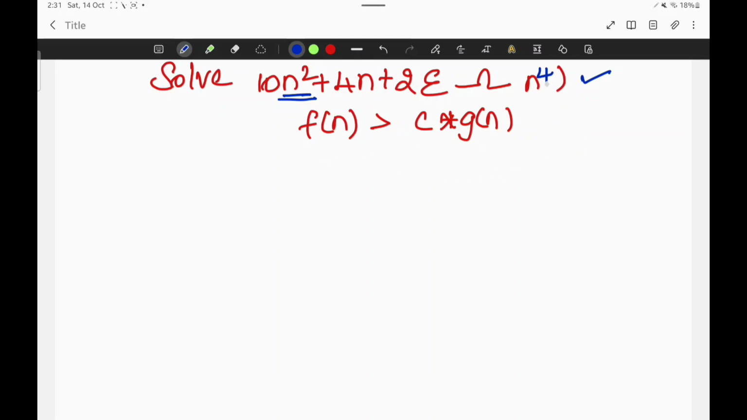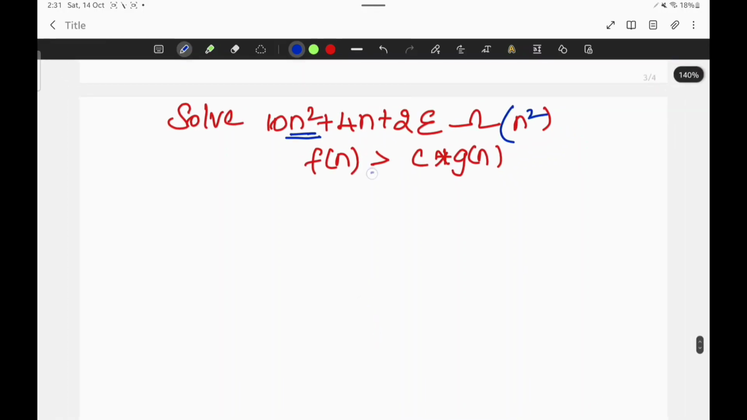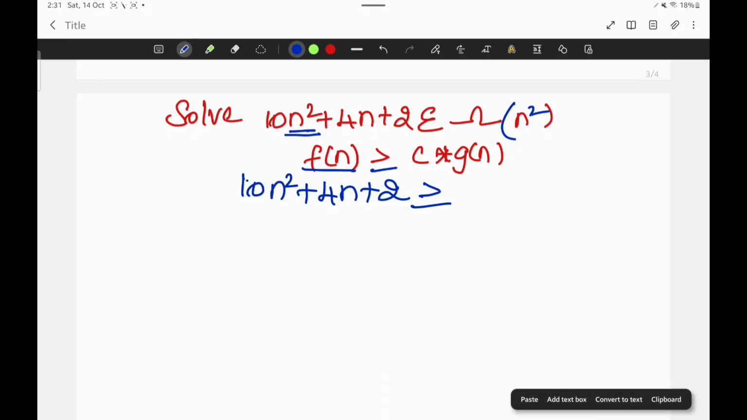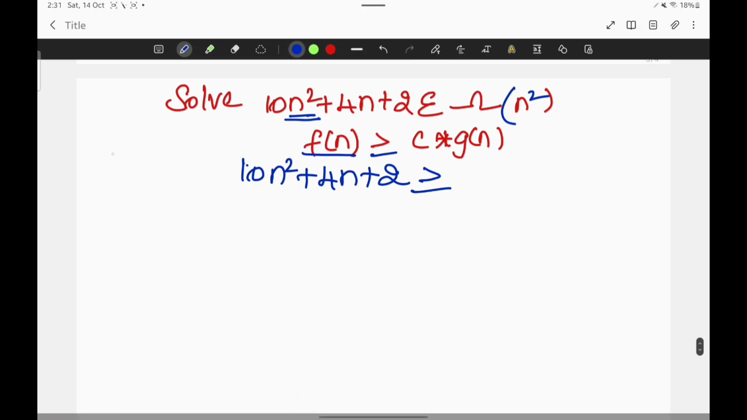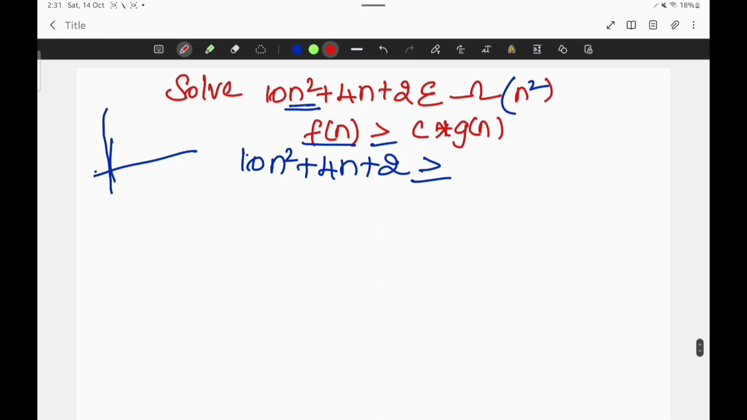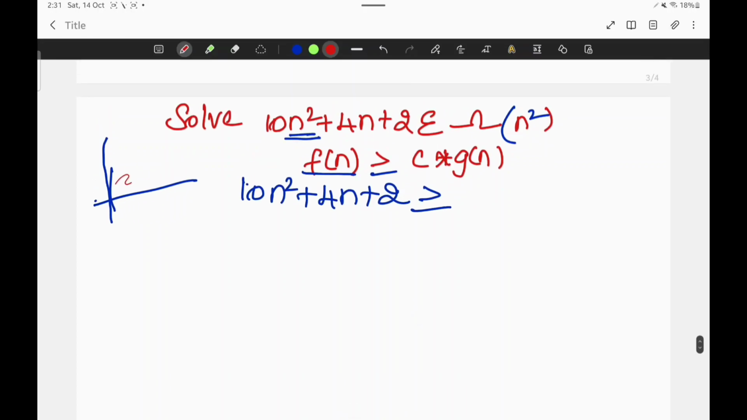Only if it is valid will we be able to solve the problem. So here, what is given already? n squared. So we shall solve it for g of n equal to n squared. We shall take the f of n. What is the f of n given? 10n squared plus 4n plus 2 greater than or equal to c star g of n. So what is the value of c? We need to take 10. Why? Because the condition is that f of n is greater than c star g of n at some n point.